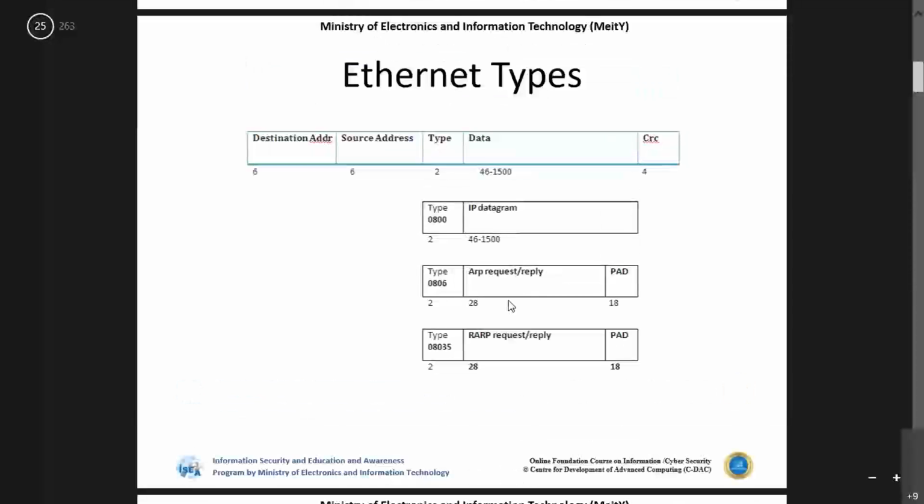And as I said, the typical types are 0800 with respect to IP, 0806 with respect to ARP request or reply, and 0835 with respect to RARP. Anyway, we'll discuss these in the following slides: what are these protocols and how this is possible.